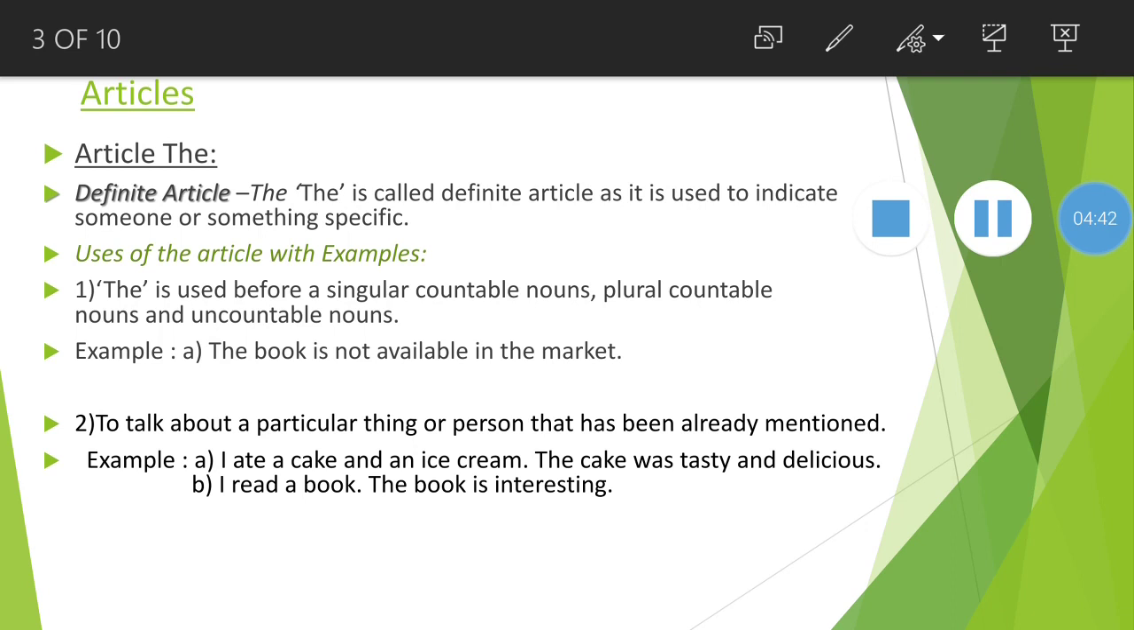Number two, I read a book, the book is interesting. In this example, the article the is used before book. The book which is already used in the first part of the sentence, I read a book, is repeated in another part of the sentence. That's why, in the book is interesting, we use the article the before book.